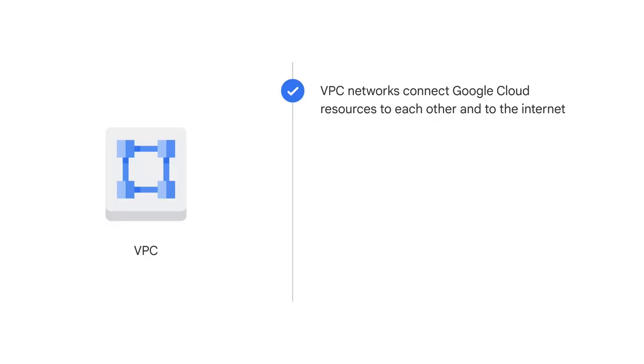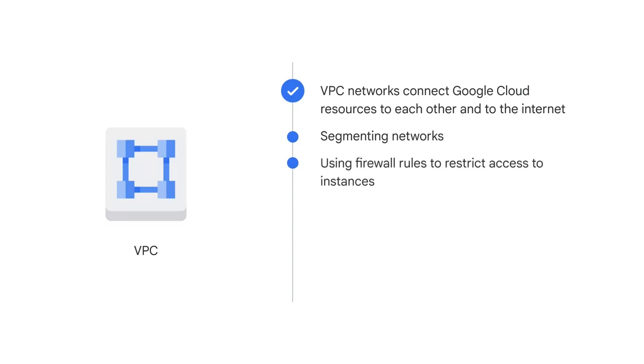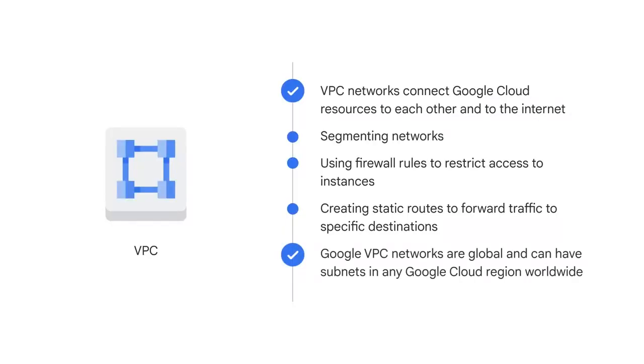VPC networks connect Google Cloud resources to each other and to the Internet. This includes segmenting networks, using firewall rules to restrict access to instances, and creating static routes to forward traffic to specific destinations. Here's something that tends to surprise a lot of new Google Cloud users. Google VPC networks are global.